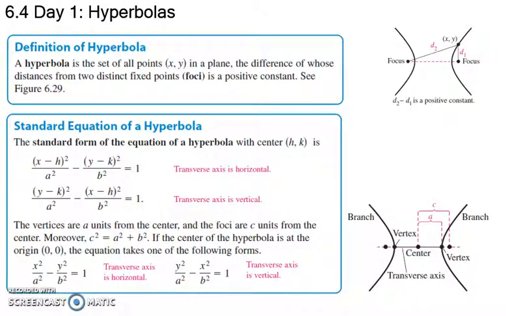Alright, in this video we're going to talk about 6.4 Day 1 hyperbolas. So as you can see, the definition of a hyperbola is similar to that of the ellipse, but instead of having the sum between the distance between your two foci being constant, now it's going to be the difference. So looking at the picture off to the right, D2 minus D1 is going to be the same no matter where you fall on the hyperbola.